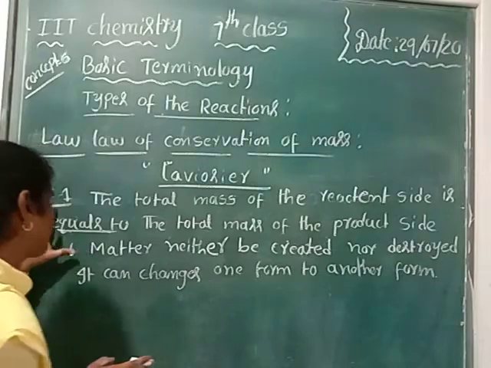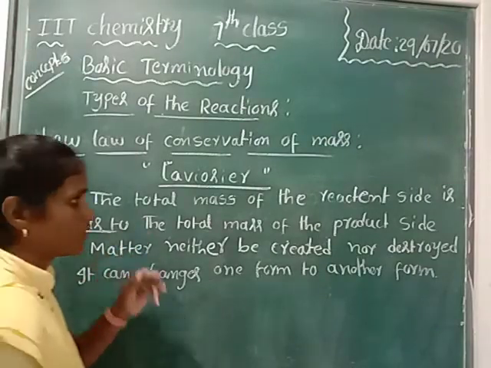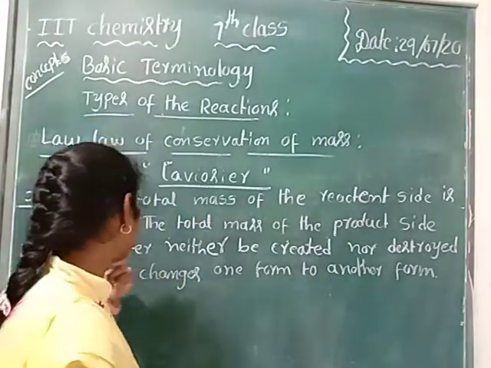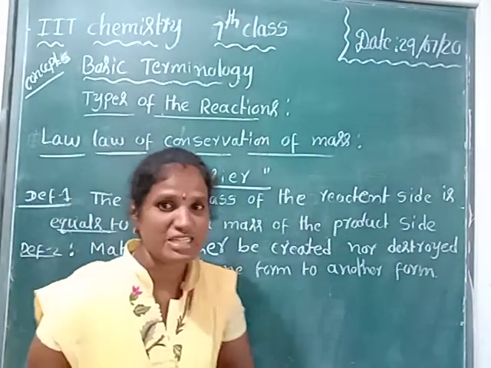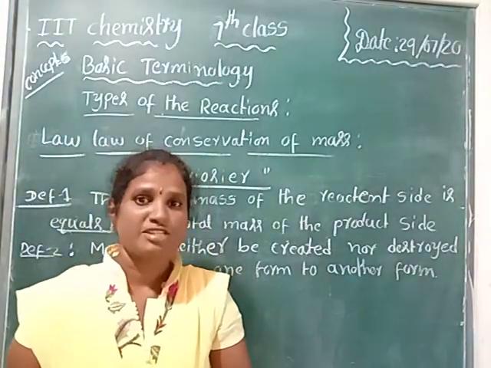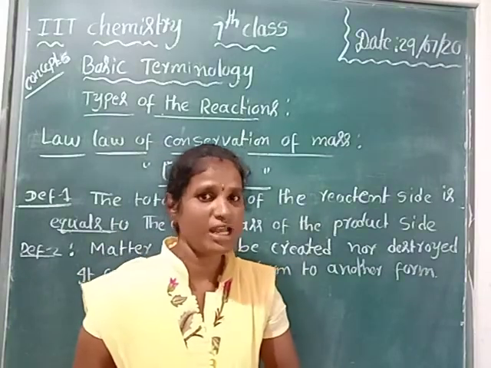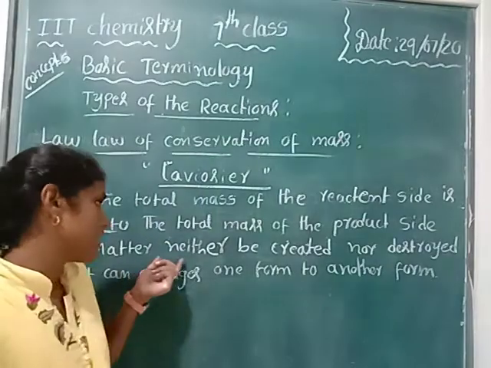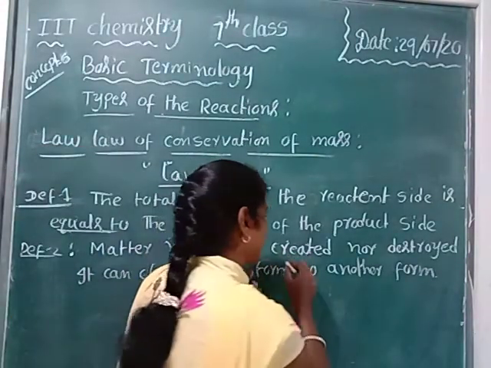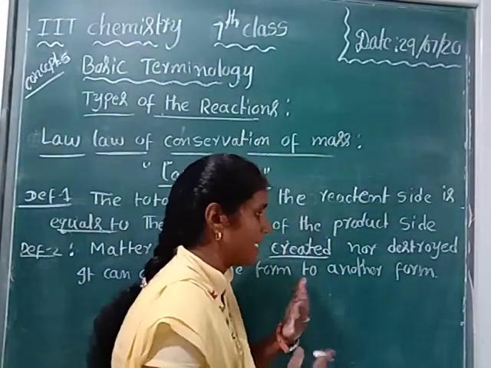The law of conservation of mass has two definitions. The total mass of the reactant side is equal to the total mass of the product side. Another definition: what is matter? The substance which has mass and occupies space is called matter. Everything is matter except radiation. Matter can neither be created nor destroyed.